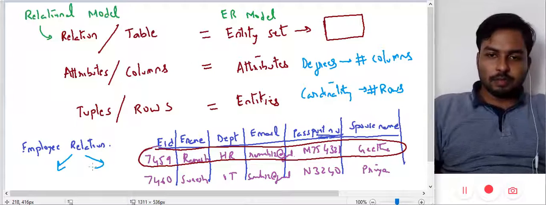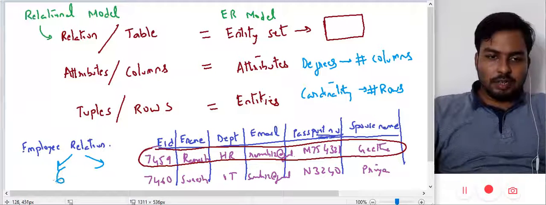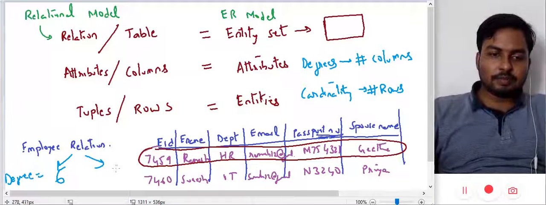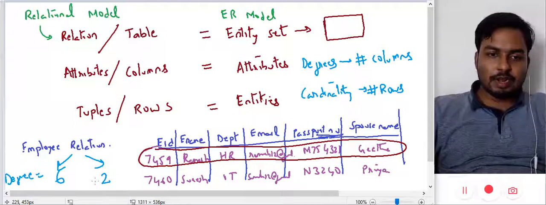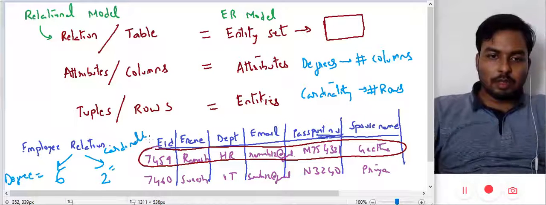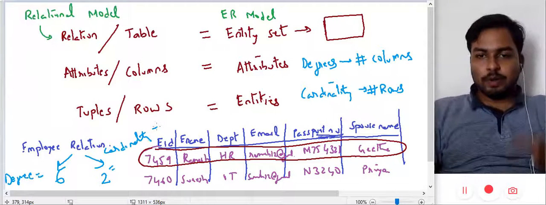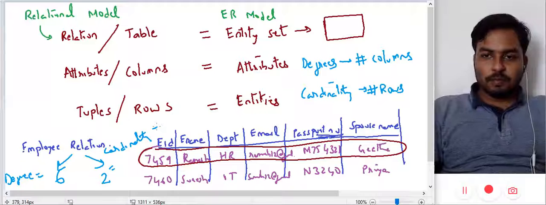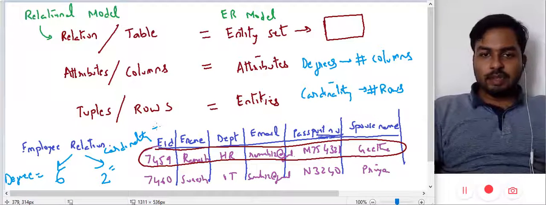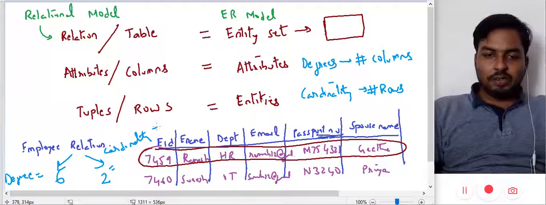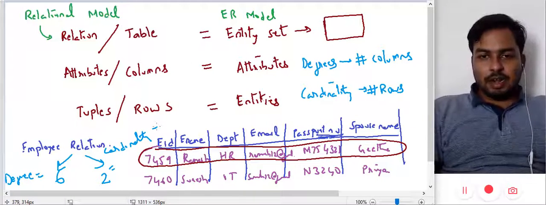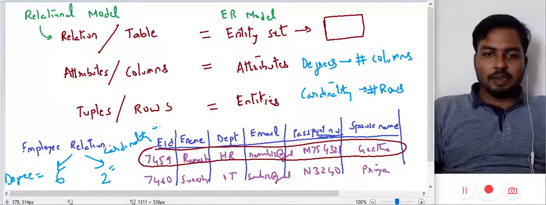6. 6, you are right. The degree is 6. And what is the cardinality? 2. Cardinality is 2. Remember this and don't get confused. Very easy, but I have seen a lot of students getting confused and writing cardinality in place of degree and degree in place of cardinality.